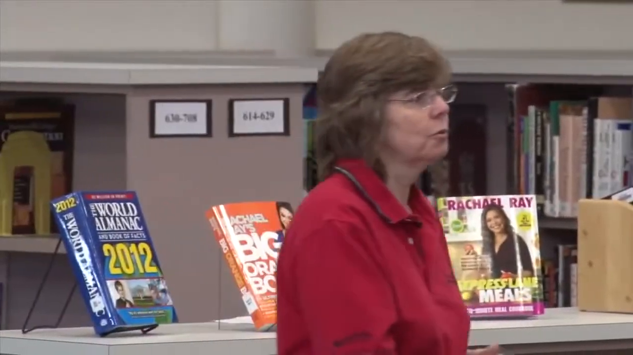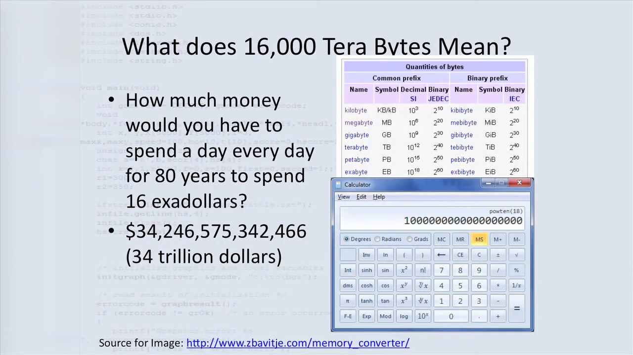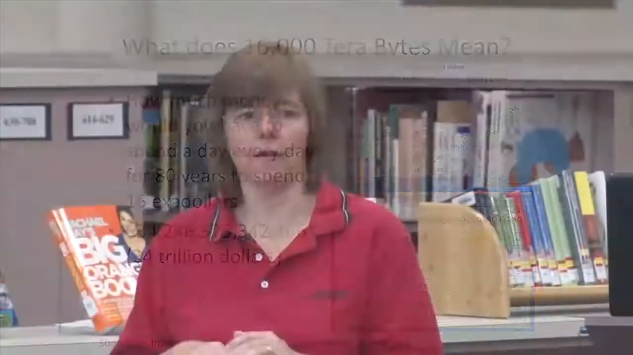Well, it's hard to grasp that. So we're trying to figure out how to think about it. So we were thinking, okay, how much money would you have to spend every day of every year for 80 years in order to spend 16 exadollars? That's how many zeros that is, by the way. So $32 trillion every day for a year, for 80 years. So that's how much address space there is in software now.